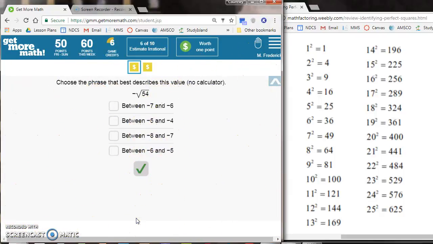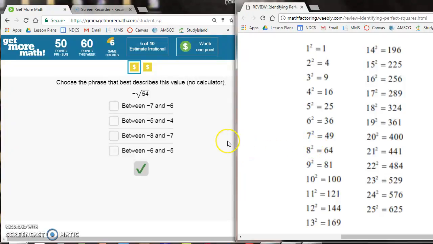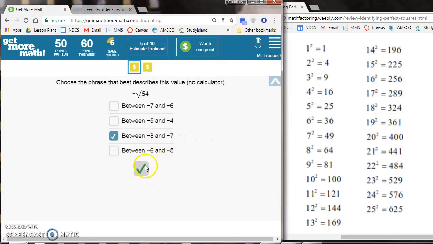Choose the phrase that best describes this value. Negative the square root of 54. So again, we can look for 54 in our right-hand column. 54 lies between 49 and 64. Therefore, we are looking for between 7 and 8. However, this is negative, so we want to make sure that we are between -8 and -7.